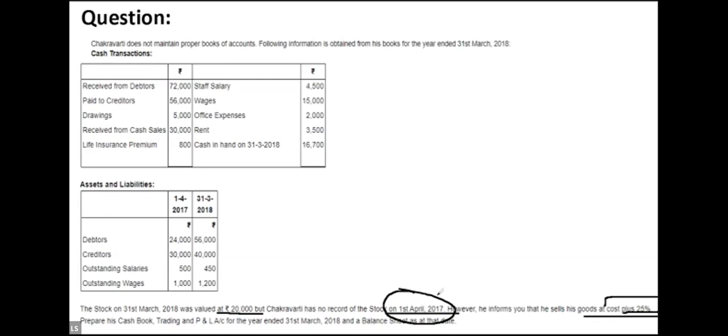Tell me, Alexander, is the question clear to you? Yes, sir. What are we required to prepare in this? We are required to prepare the trading account and the profit and loss account, and the balance sheet as well. But in order to prepare the trading account, you will be requiring the opening stock, right? And opening stock is missing in this question. So don't you think we will have to make a working note to find out the opening stock in this question? Yes, sir. We will have to prepare an opening stock working note for finding out the opening stock.